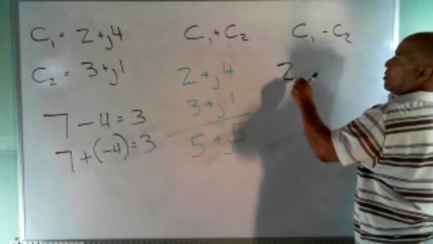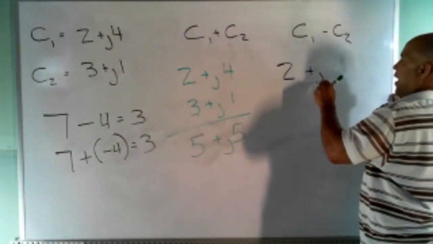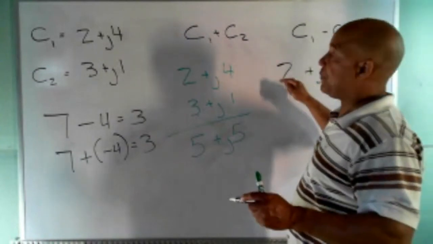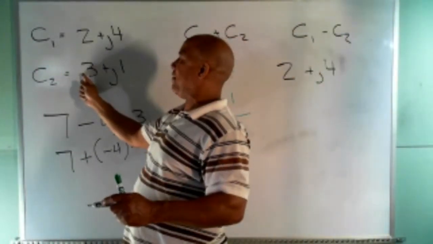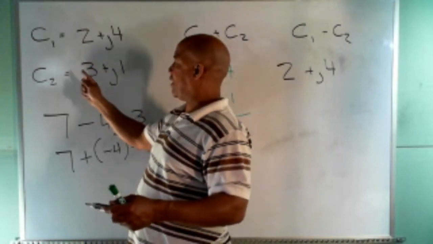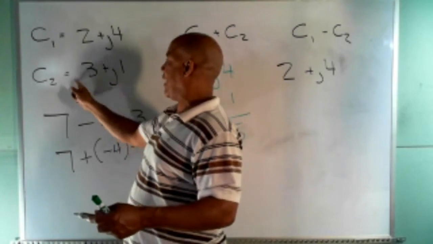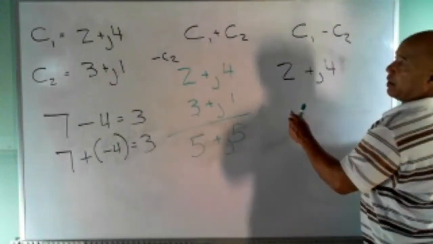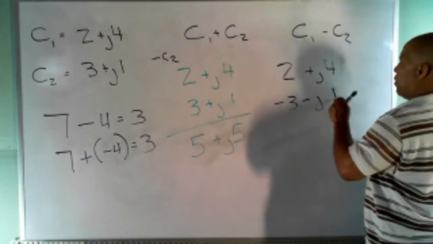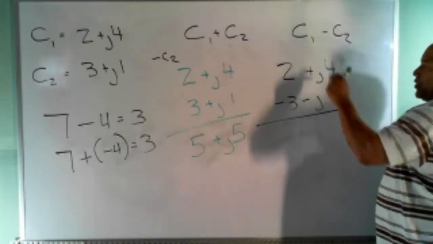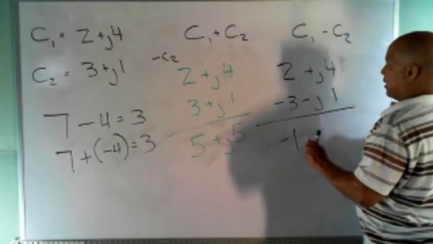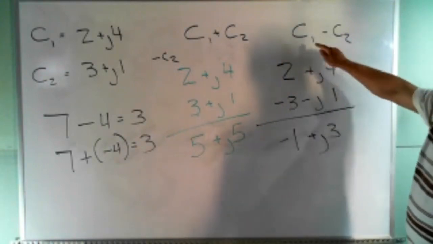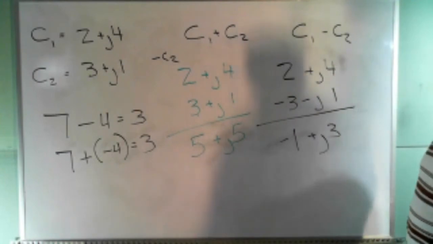So C1 is 2 plus J4. Now here's C2, but what I want is to add the opposite, the negative of C2. To get the negative of C2, whatever sign I have, I just flip the signs. I have a plus, so I change it to minus. If I had a plus and a minus, I'd change it to minus and plus. Whatever the sign is, you flip it. So negative C2 is minus 3 minus J1. I add that to C1, and I get negative 1 plus J3, and that's the difference between the two. So when you do a subtraction, just add the negative of the thing you want to subtract. So that's that one.